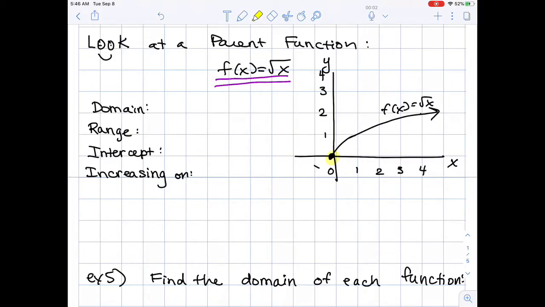So let's talk about analyzing where the domain is. Remember the domain is only the x values. Our x values can only go to the right as we follow that function. So we say that x is greater than or equal to 0.